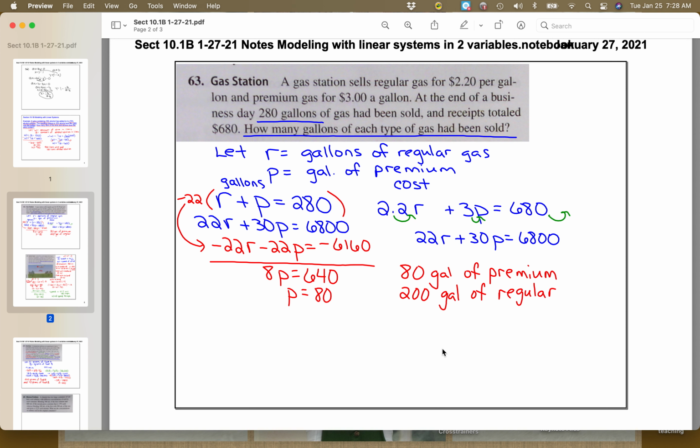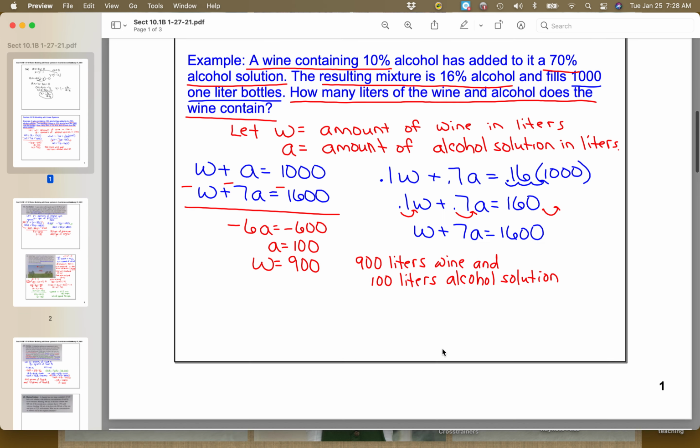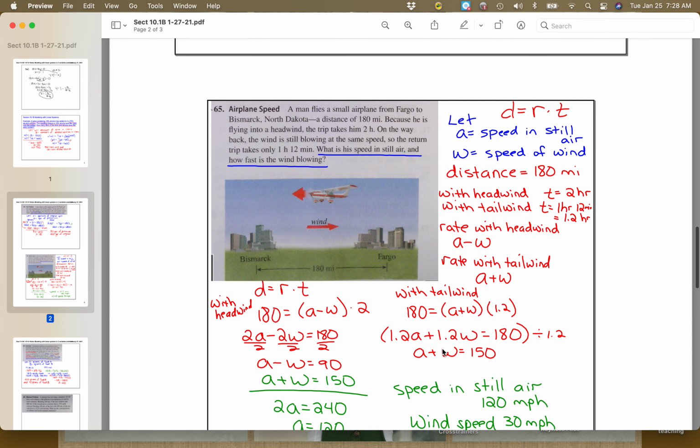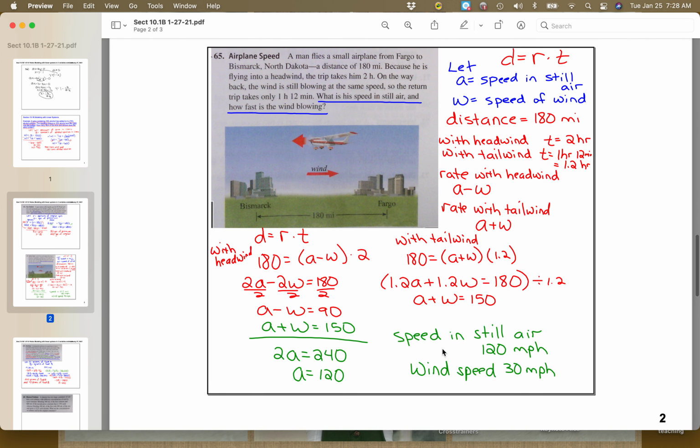So those, I think one like this you'll find is not that hard. We've done some like this in Algebra 2. But these we didn't. I don't think we did any mixture problems in Algebra 2. I also don't think we did any like this in Algebra 2.